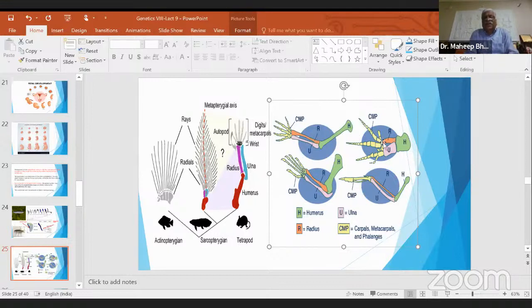So you can see how the patterning of the structure of bones takes place in humans, in reptiles, in birds, and in primates. All this patterning of the bones is basically explained on the basis of the bioelectricity which is developed in the cells responsible for the formation of these structures. And this is actually called an axial pattern.